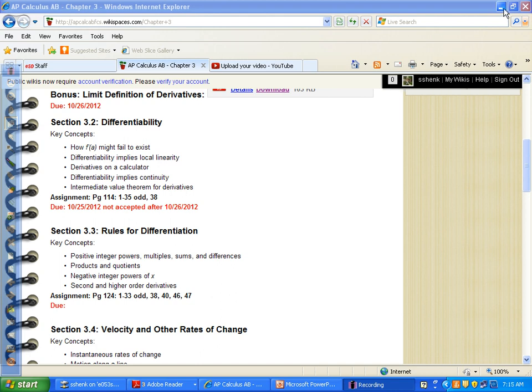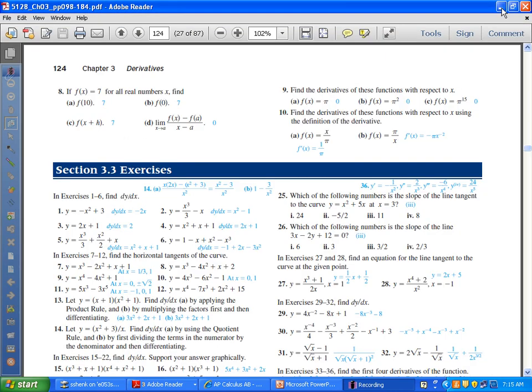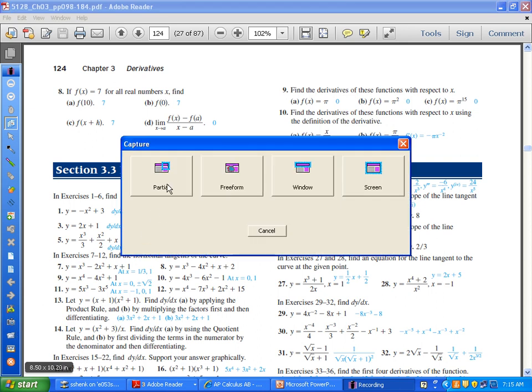Okay, so from there then, let's take any questions if we have any out of the 3.3 assignment that we're hopefully working on. Any questions out of the 3.3 that you've come across yet? Number 5. Directions, they just want us to find the derivative. In number 5, find dy dx. Again, that's notation for the derivative.